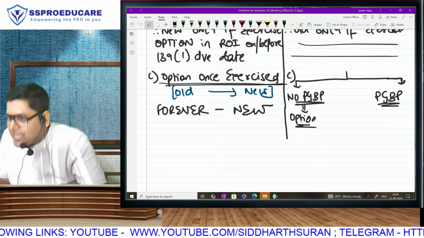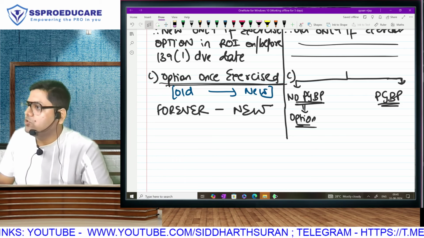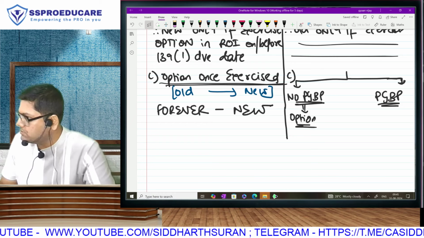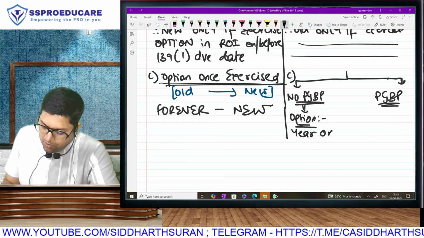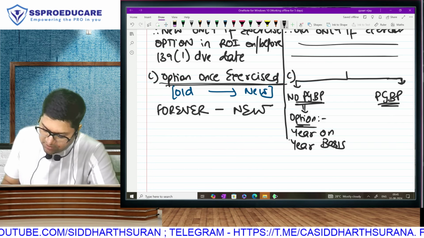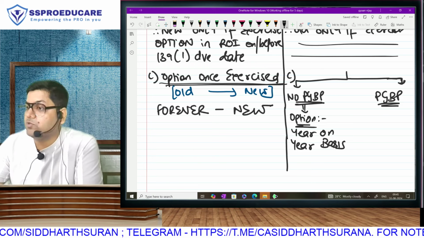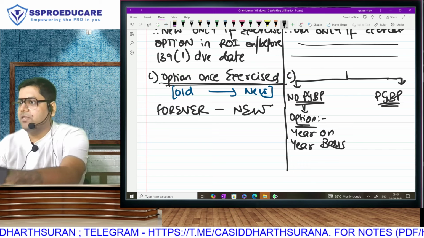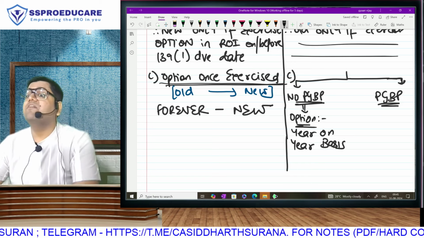Because by default we are keeping you under new. So option means exercise the option and go to old by filing your return before the due date. You can do this on a year-on-year basis. You can change the option every year. Any individual, we are talking only about BSc assessees, individual, HUF, AOP, BOI, AJP, not having PGBP income, can change the option every year.